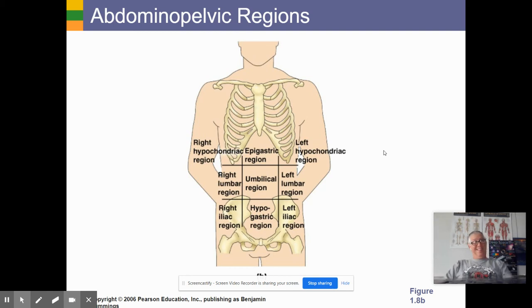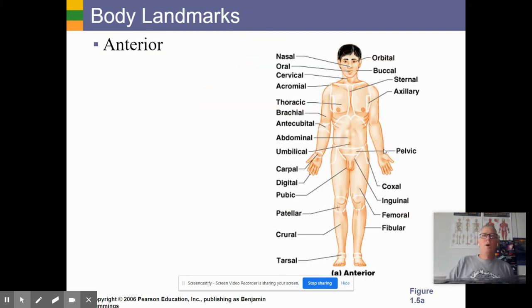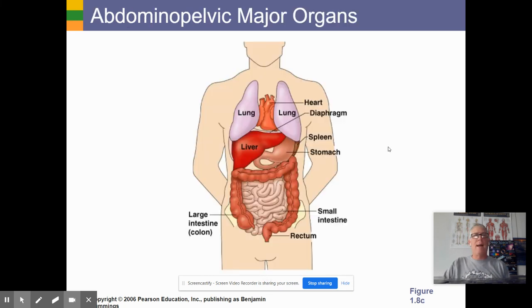Let's face it, we all have a belly button, except one of my friends, which is kind of a weird story.